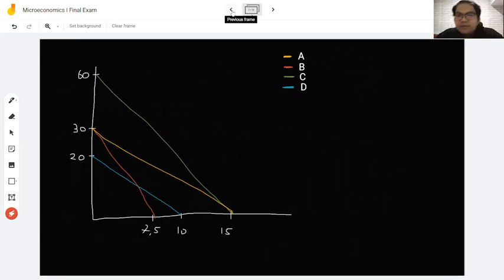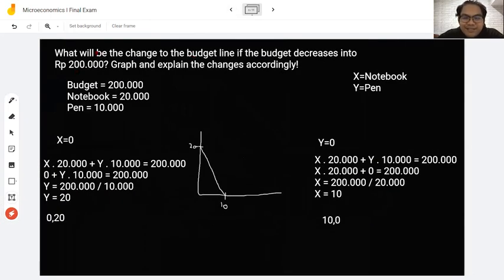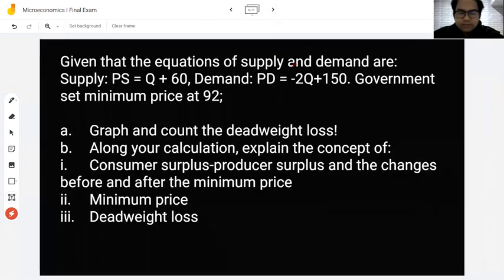Let's get to the second question. Oh yeah, in this question, the change will be the budget. The budget will be changed from 300,000 into 200,000. I'm sorry, I forgot to mention it. Okay, the second question is: given that the equations of supply and demand are supply PS equal to Q plus 60, the demand PD equal to minus 2Q plus 150, and the government sets a minimum price at 92. So there are only two questions.